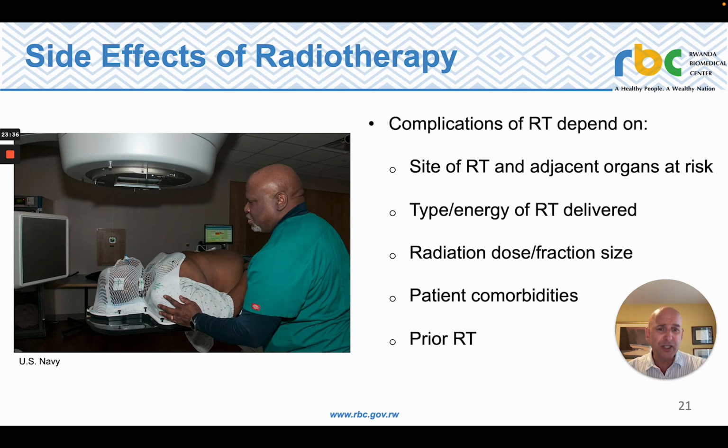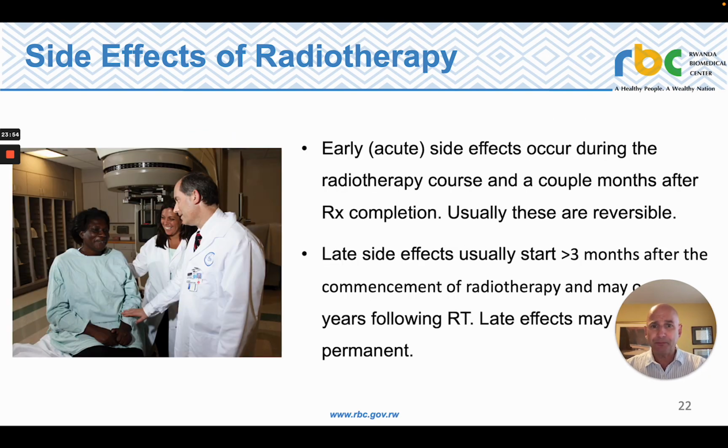Is the patient a heavy smoker? That may increase certain side effects. In some patients who have HIV, when you're treating them, they may have more acute reactions. If patients are receiving chemotherapy, they may have more side effects. And also, as I said, has the patient had any prior radiotherapy?